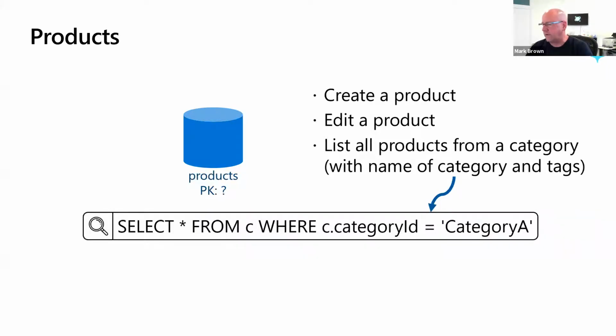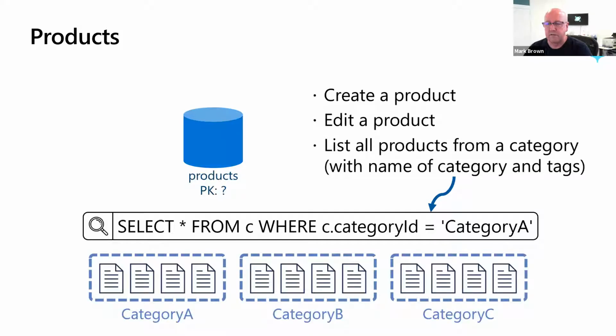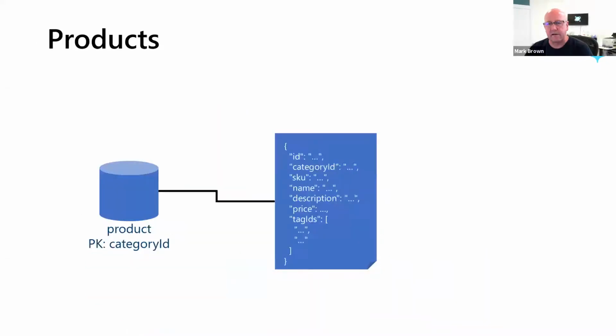So we're going to create a query like this: select star from c where c.categoryId equals, say, category A, and that'll return all products for that category. So in order to make this a single partition query, we of course need to make categoryId our partition key for this container, and that will allow us to quickly and efficiently retrieve all products for that category.